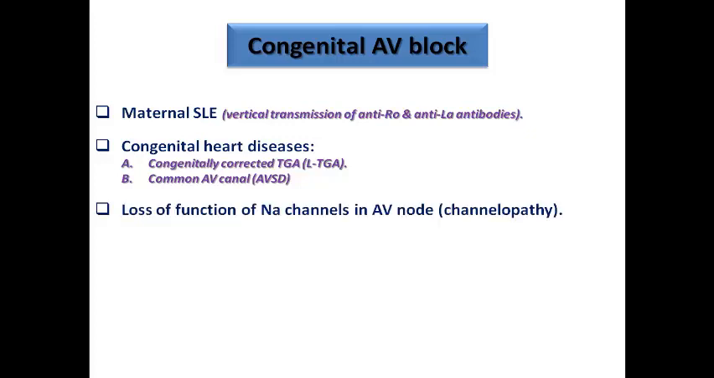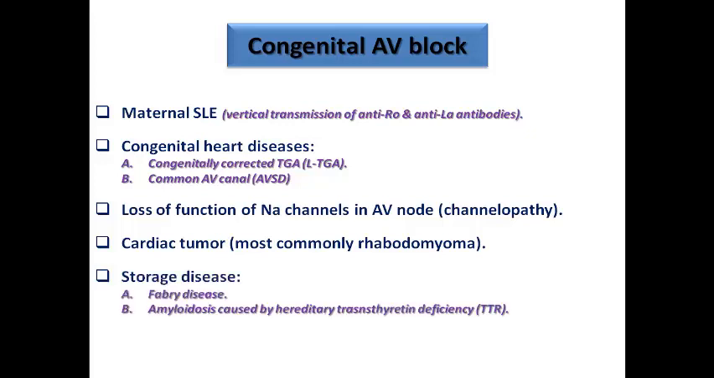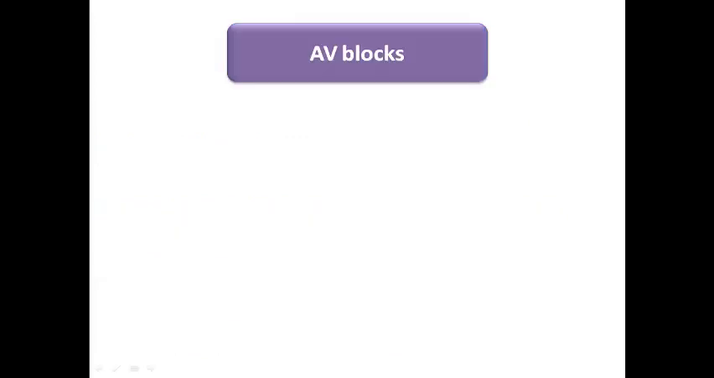Loss of function, as we explained, of the sodium channels in the AV node can be a cause for congenital AV block, as we explained in the last slide. Also, cardiac tumors like rhabdomyoma, which is the most common benign tumors in children, may be a cause for congenital AV block because it causes mechanical compression of the AV nodes. Storage disease like Fabry disease or amyloidosis may lead to congenital AV block, and of course laminopathy, which is a form of dilated cardiomyopathy caused by lamin AC mutation, may cause congenital AV block.